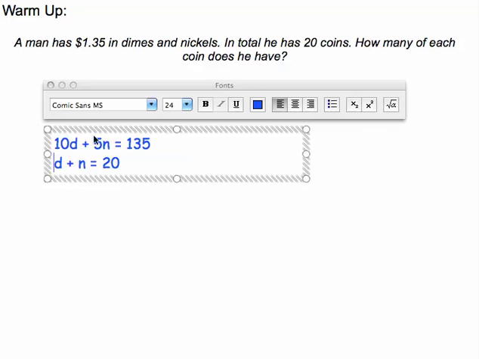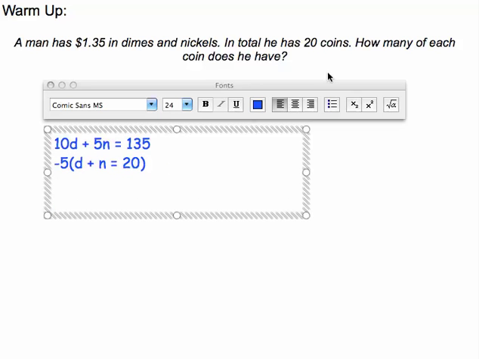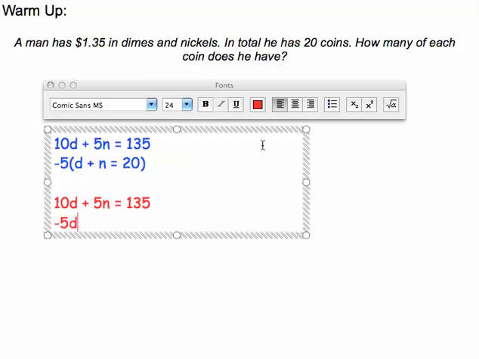Now, the way that works is I have to have the opposite coefficients. I think it might be easier here to eliminate the N's, but here I have a 1 in front of the N, here I have a 5. So what I'm going to do is multiply this bottom equation, the whole thing, by -5. And when I do that, here's what I am left with. I'm going to bring down the top equation, 10D plus 5N equals 135. And now I have -5D minus 5N equals -100.